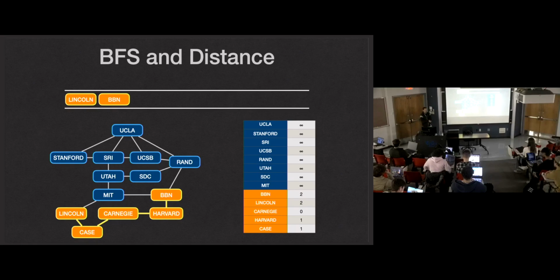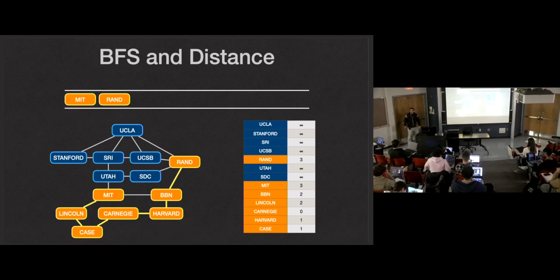So Lincoln gets dequeued, takes a look at Case and says that was explored. MIT has not been explored, so mark it as explored and set its distance to Lincoln's distance plus 1, so we're up to 3. And then BBN is going to look at MIT and say, oh man, I didn't get to MIT. Look at Harvard, already been visited. Look at Rand, mark it as visited, enqueue it, set its distance to BBN's distance plus 1.